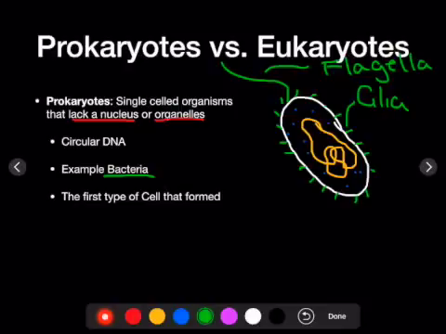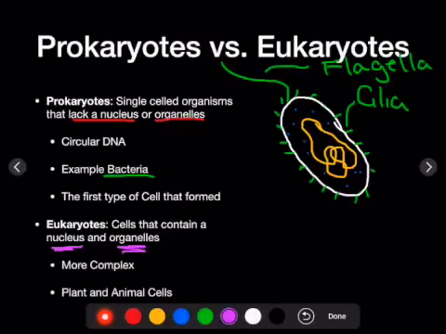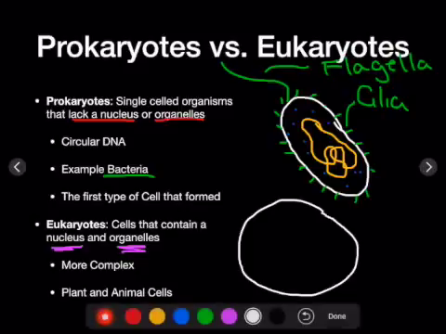This is believed to be the first type of cell that actually evolved because of how simple they are. Now, eukaryotic cells are distinguished by containing a nucleus as well as membrane-bound organelles. They are much more complex, and plant and animal cells are examples. So our eukaryotic cell is much more complex.